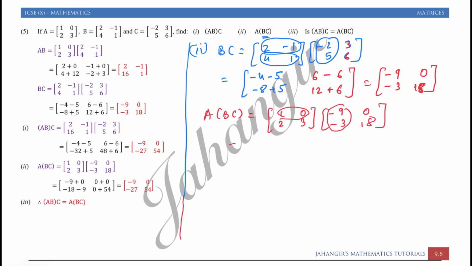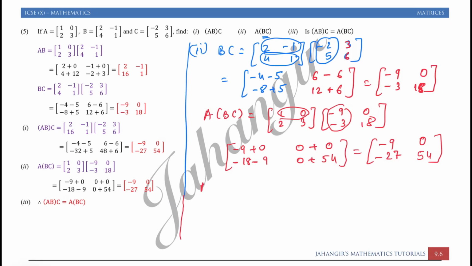1 into minus 9 is minus 9, plus 0 into 3 is 0; 2 into minus 9 is minus 18, 3 into minus 3 is minus 9. Now same process: 1 into 0 is 0, 18 into 0 is again 0; then 2 into 0 is 0, plus 18 3s are 54. Minus 9, minus 27, 0, 54. We don't want to add up. This second part is done.